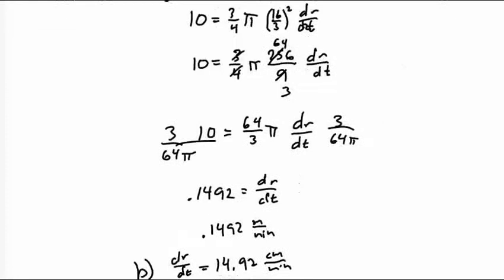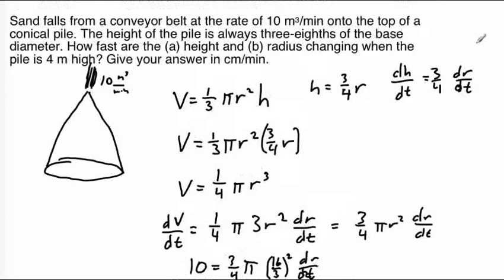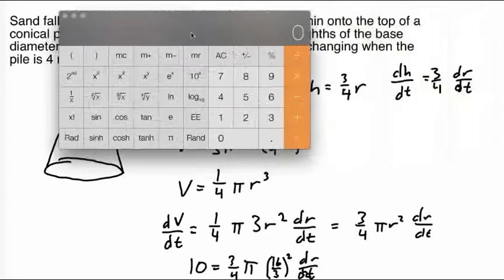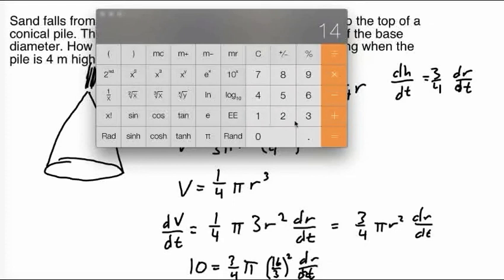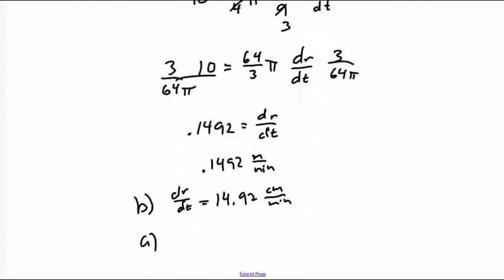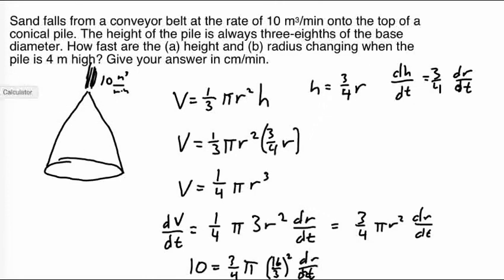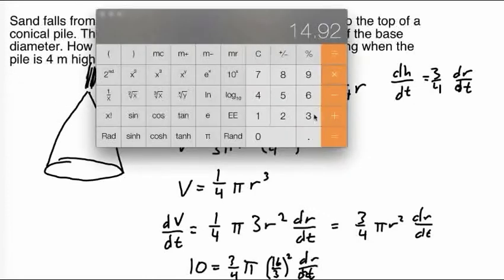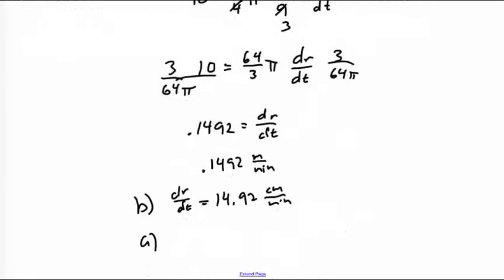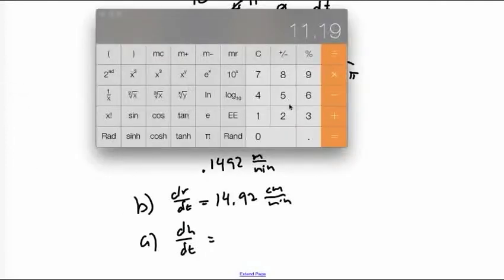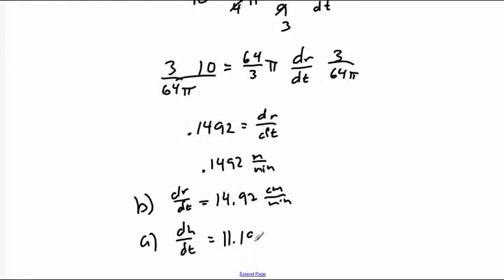And I know what dr/dt is. dr/dt is 14.92. So if I plug 14.92 into here, and multiply that by 3 and then divide that by 4, I end up getting 11.19. So dH/dt equals 11.19 centimeters per minute. So that's the easy way to find the other one after you know one of them.